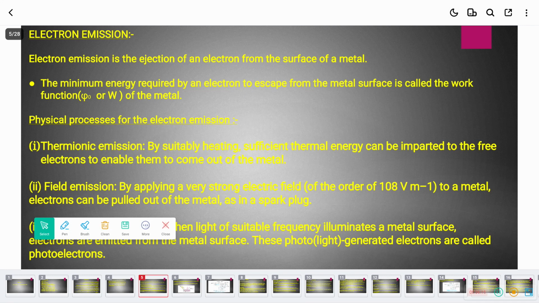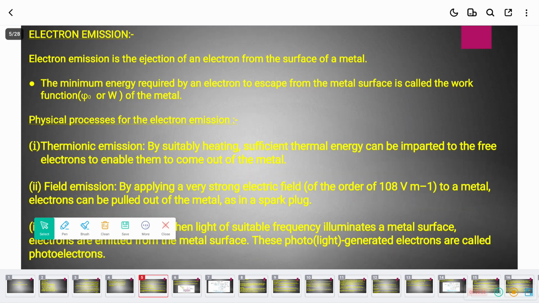Who is stopping that? So electron emission is the ejection of an electron from the surface of a metal. Or in other words, if electrons are ejected from a metal, this process is called basically what? Electron emission. You told correctly, right? Sit down. Very good.